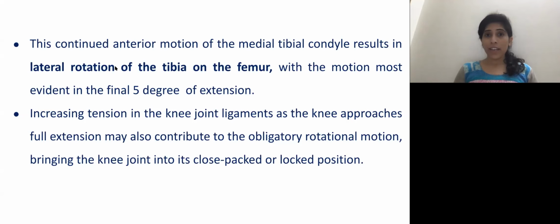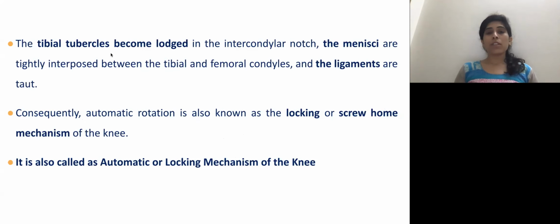And for the last 5-degree motion, this lateral rotation along with this sliding and rolling motion is occurring, and that makes the joint in the locked position. Okay, so this tibial tubercle becomes locked into the intercondylar notch, and the menisci are tightly interposed between the tibial and femoral condyles, and the ligaments also become tighter.